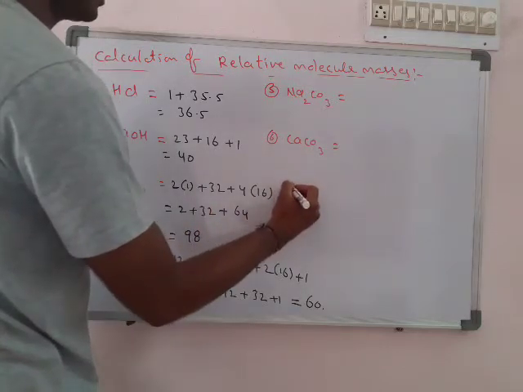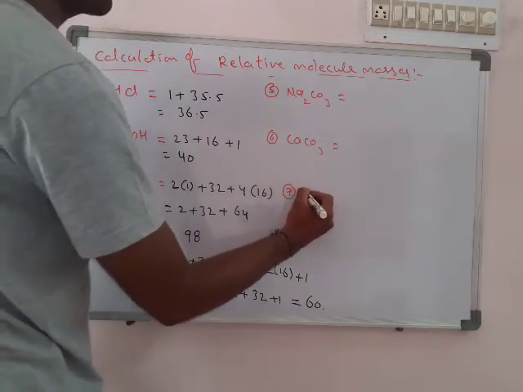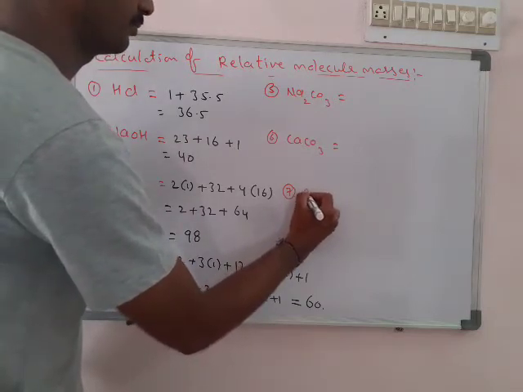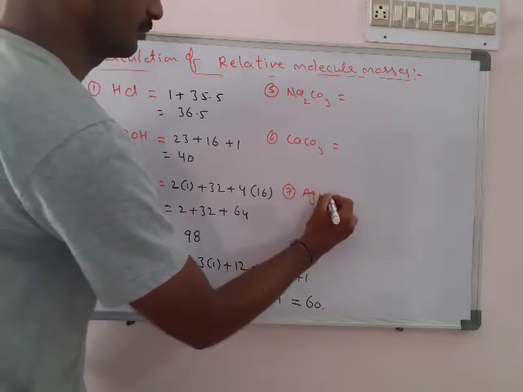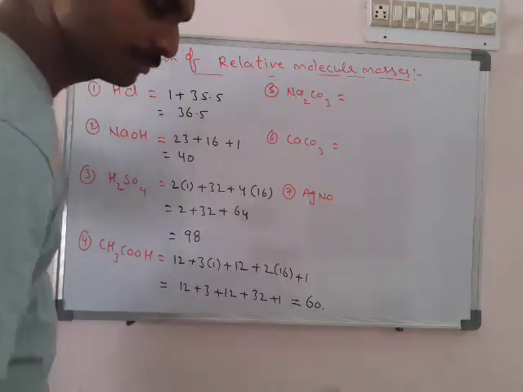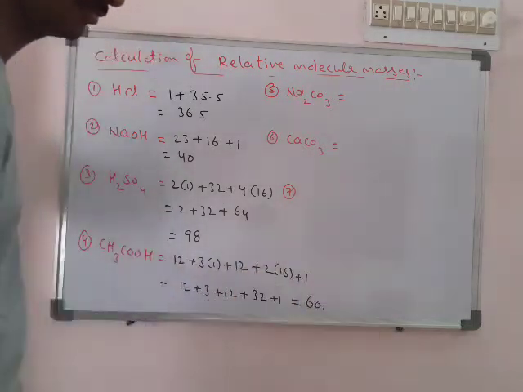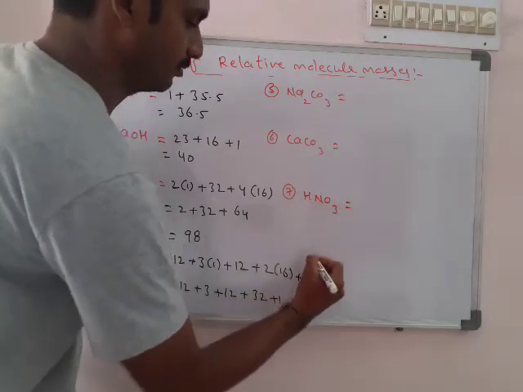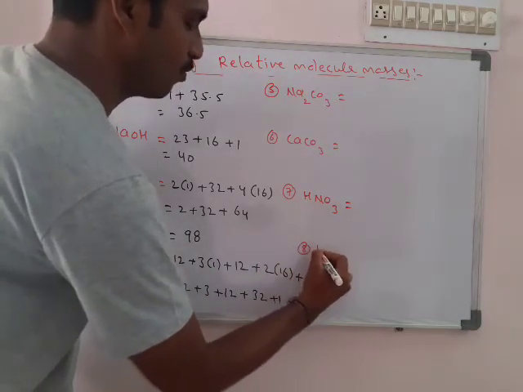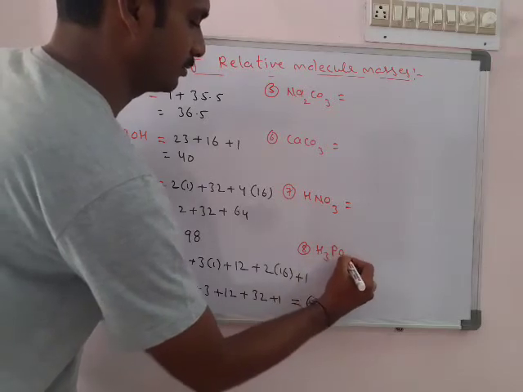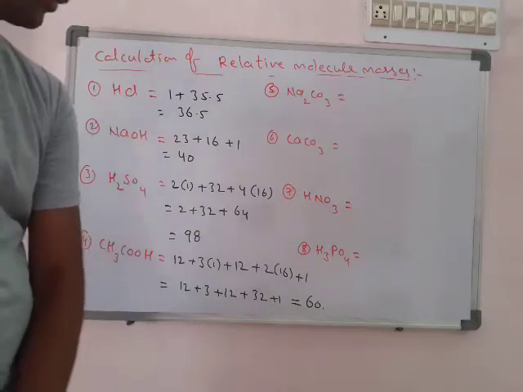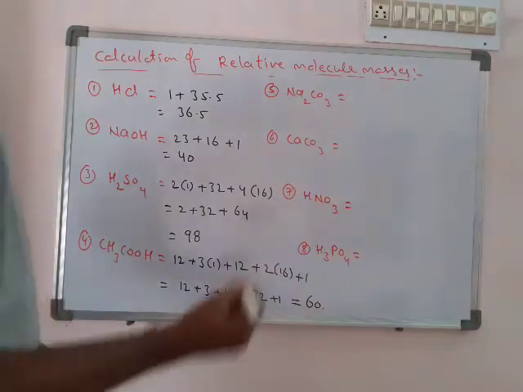Sodium carbonate, calcium carbonate, next nitric acid, phosphoric acid. Okay, now we calculate what is the sodiums.